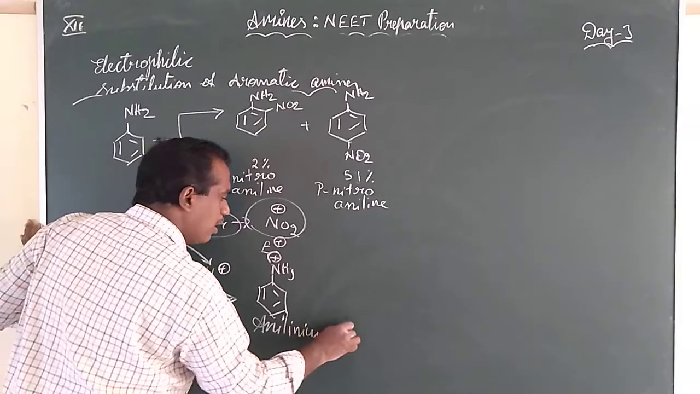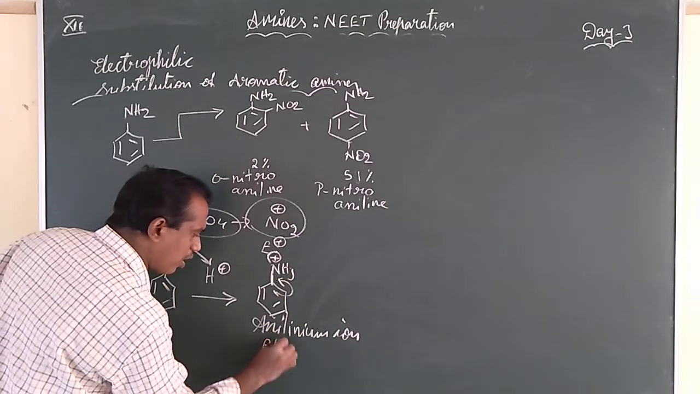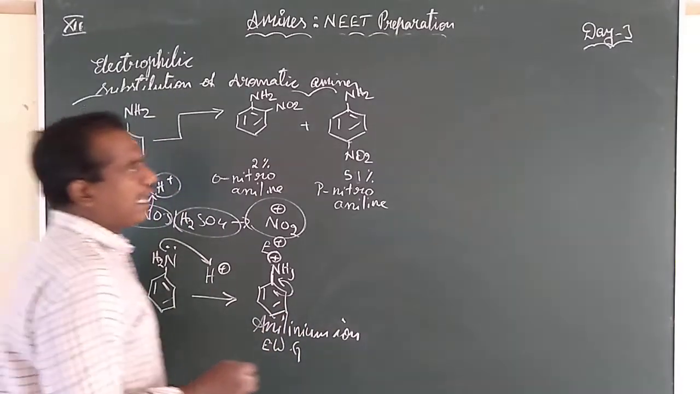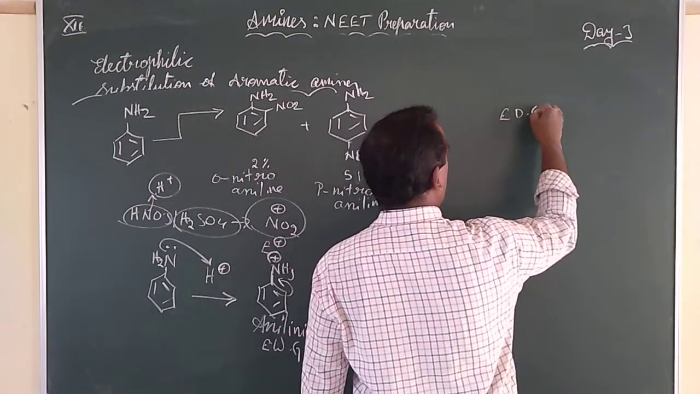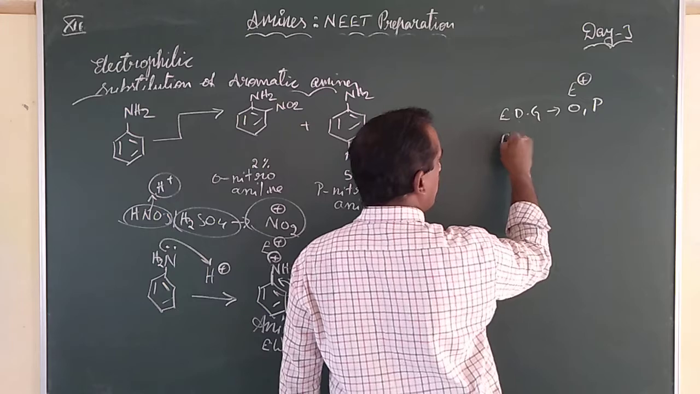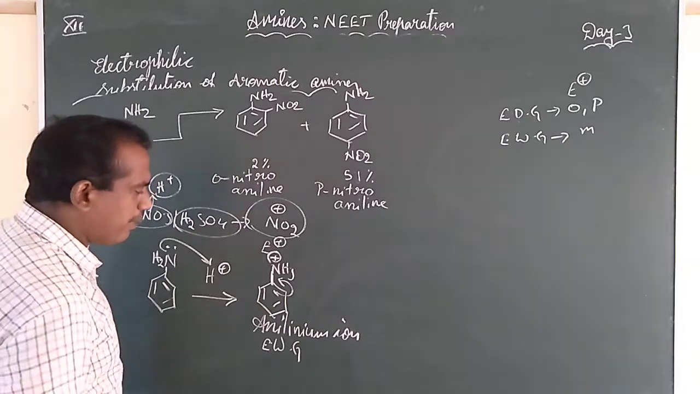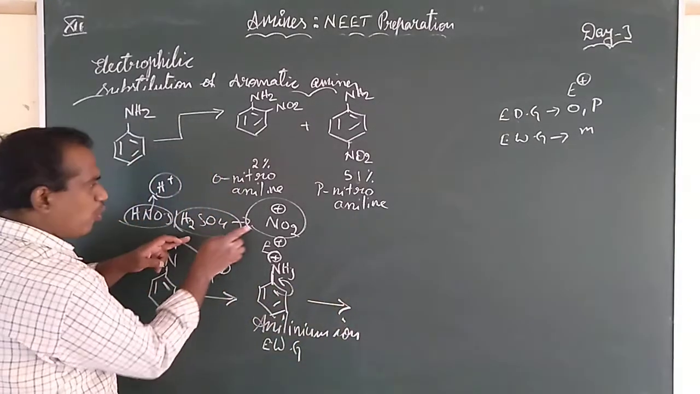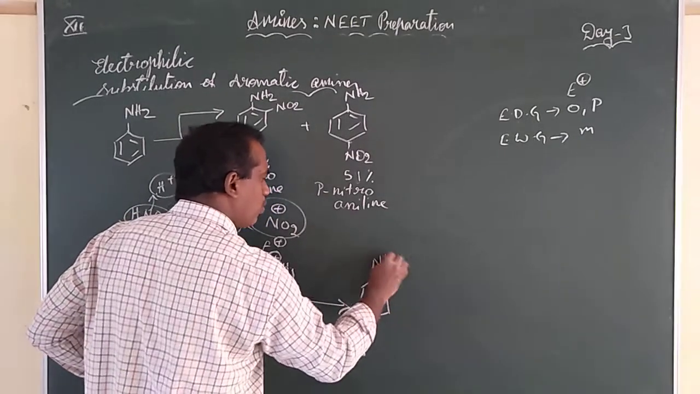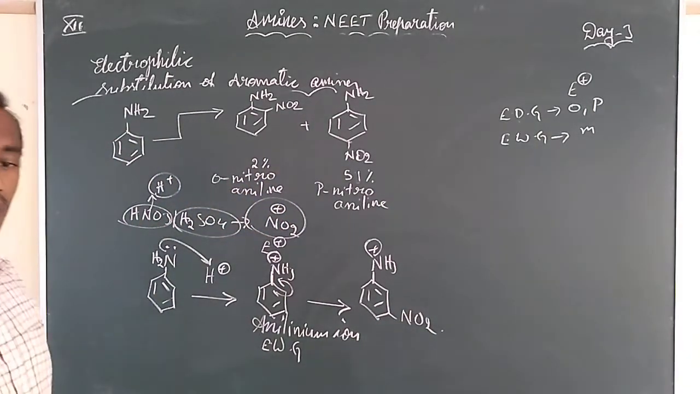This anilinium ion is an electron withdrawing group. Hence, in electrophilic substitution, an electron donating group directs the electrophile to ortho and para, but an electron withdrawing group directs the electrophile to the meta position. So the nitronium electrophile generated in this reaction is directed towards the meta position. Keep in mind, very important area.